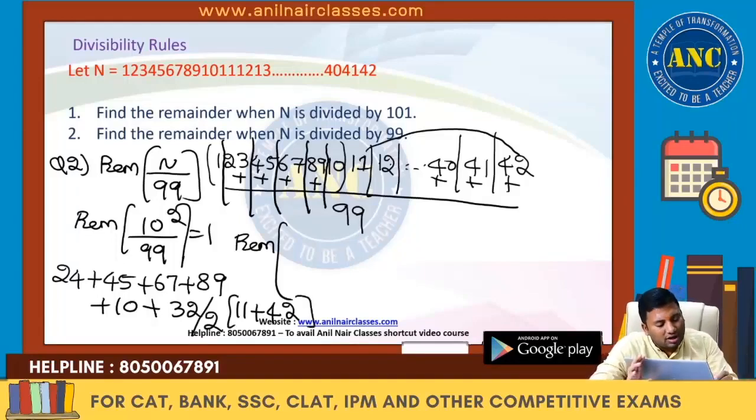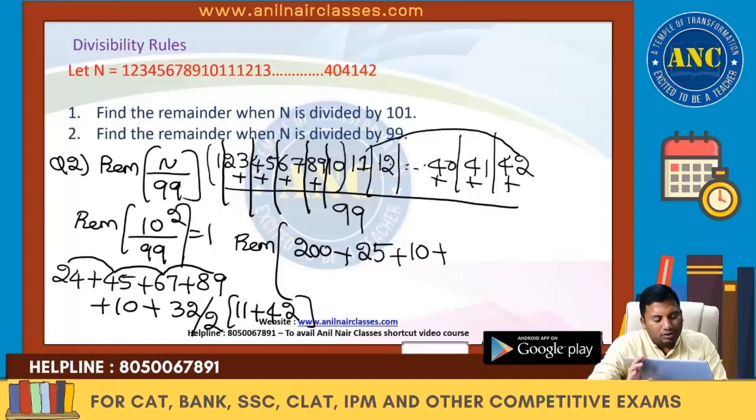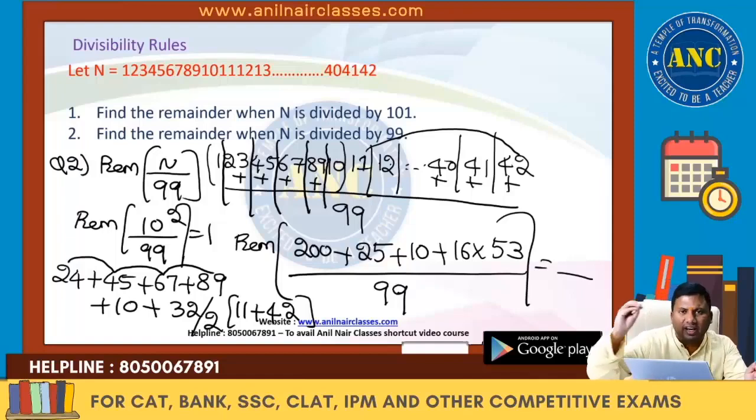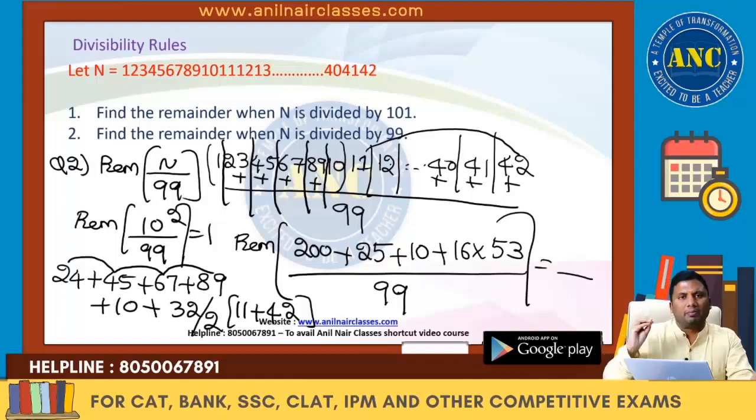So what will be the answer? 20 plus 40, 60. 60 plus 60, 120. 120 plus 80, 200. So these 200 plus 4 plus 5, 9. 9 plus 7, 16. 16 plus 9, 25. 25 plus 10 plus 32 by 2, 16, 16 into 53, divided by 99. Whatever answer you get, that itself is the answer. A little bit calculation intensive, but the method remains the same.